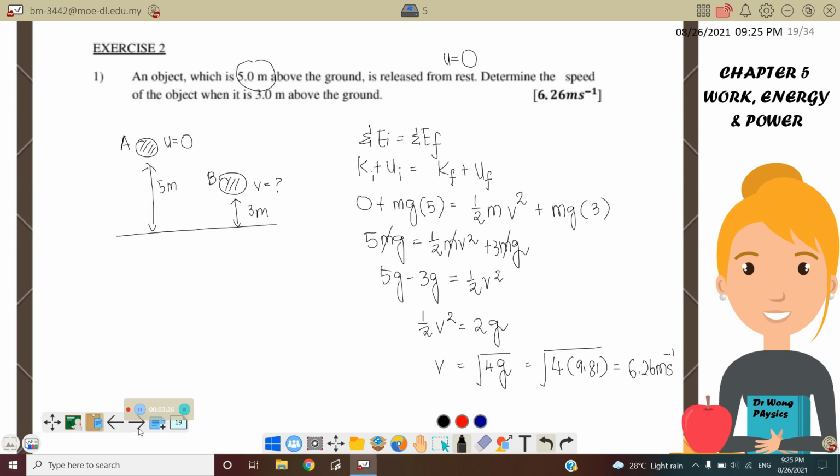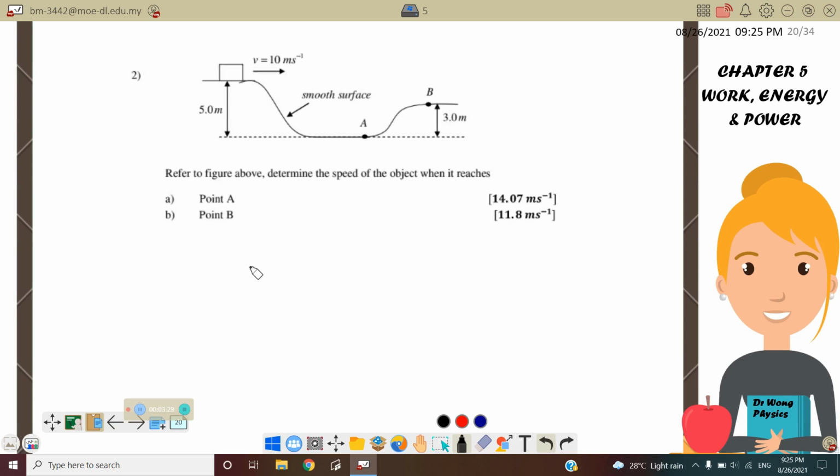Next, we go to question number 2, which involves a smooth surface, meaning there is no frictional force. We don't need to do extra work to overcome the frictional force. Here I label this point C, this point A, and this point B. We know that at point C, point A, or even at point B, the total energy is the same. So the total energy at point A is equal to the total energy at point B, and also equal to the total energy at point C.